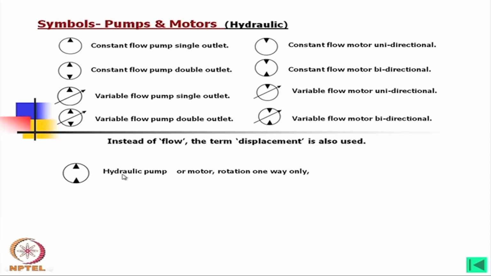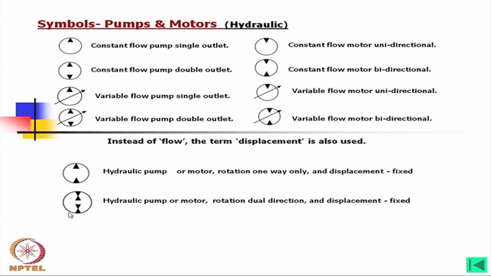What does it mean? Suppose it is rotating clockwise, if we rotate the shaft, it will act as a pump. If we allow the oil to go in, we can take the output from the shaft, then it is a motor, but the direction will remain same. Okay. And what we find, this is a fixed displacement. Now, if we come to this one, this is hydraulic pump or motor, rotation dual directions and displacement fixed.